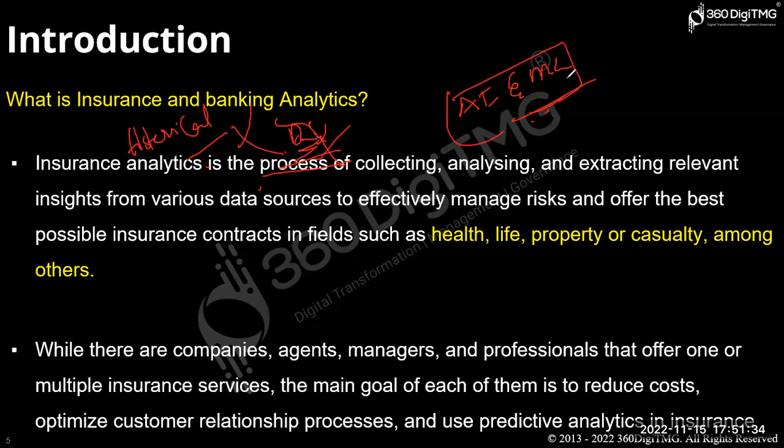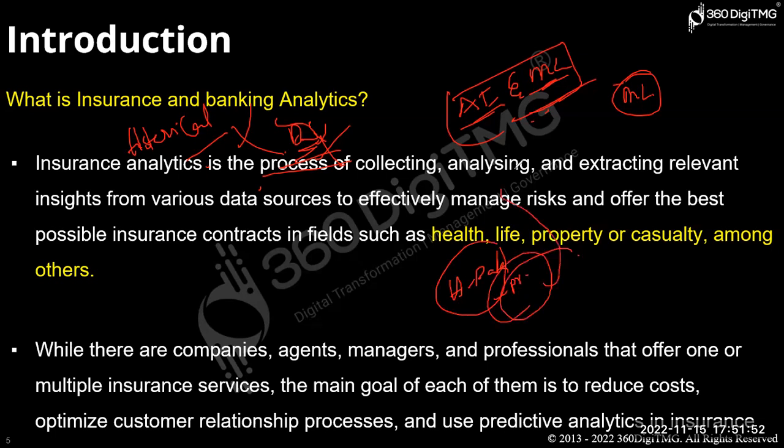So let me go through briefly what exactly ML is and what AI is. Machine learning. What is machine learning? Whatever historical data we have, we pre-process and clean it, and we simply feed it to the machine learning model. So what does a machine learning model do? Machine learning contains so many algorithms and so many models.